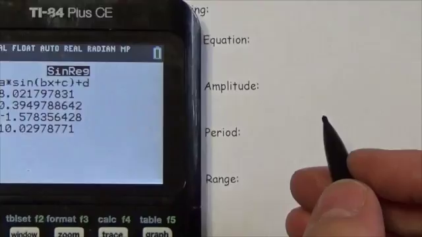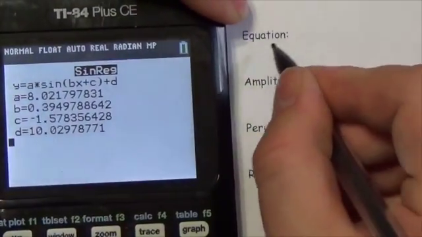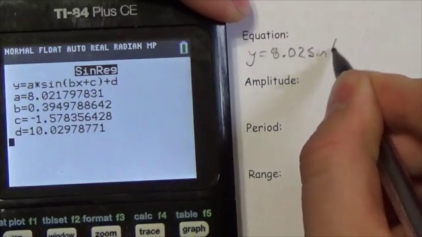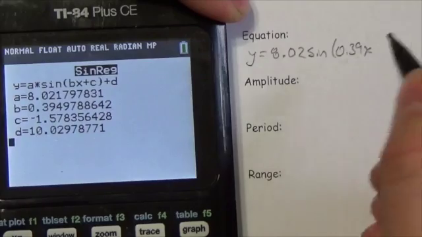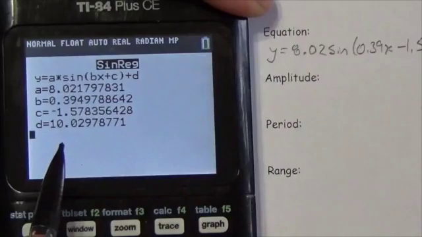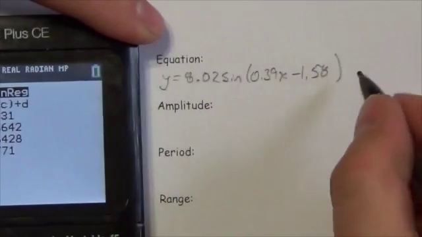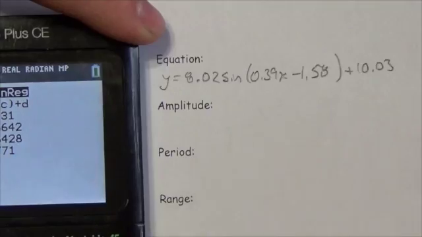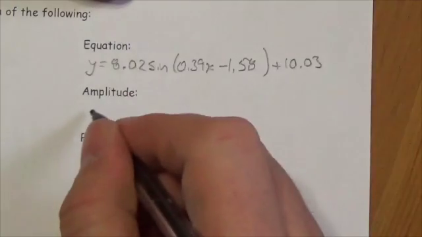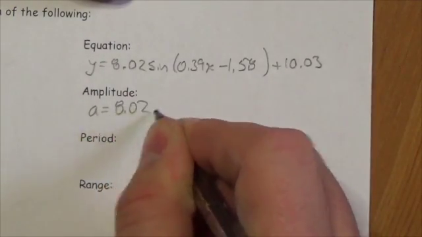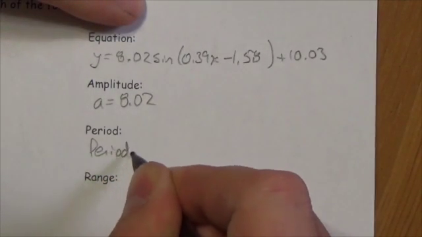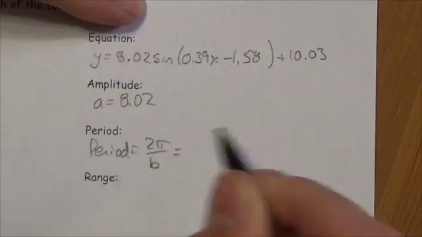So my equation here is going to be y equals 8.02 sine of 0.39x minus 1.58. Now I'm running out of room there, but plus 10.03. So there's my equation. What's my amplitude? Well, my amplitude right there is equal to 8.02. It's that leading coefficient. What's the period? Well, period, and we've already done this before, is going to be 2 pi over b.